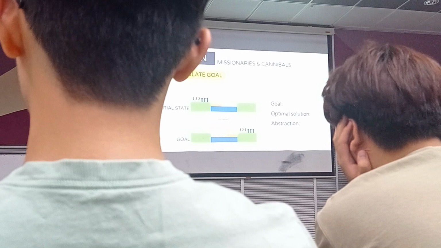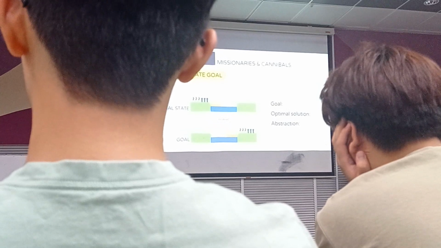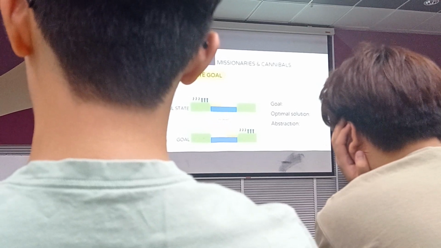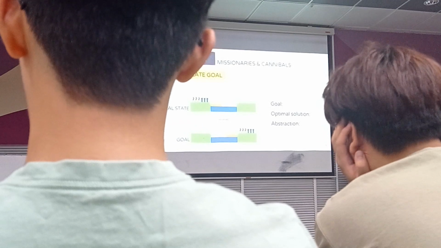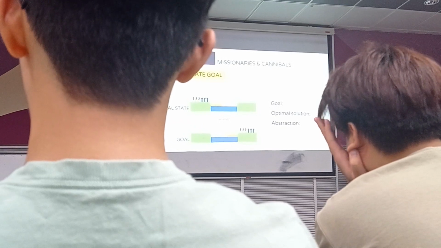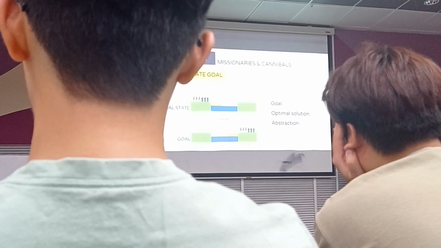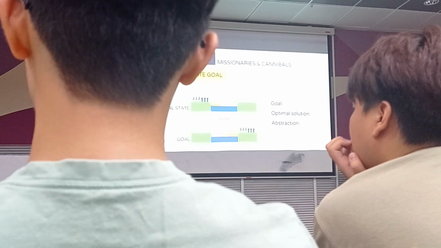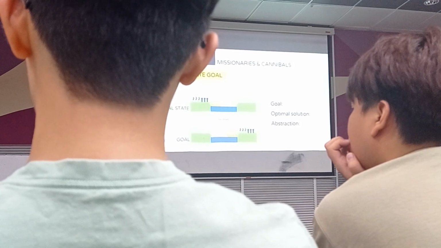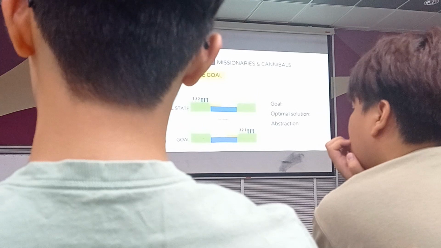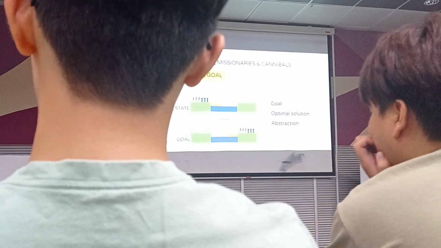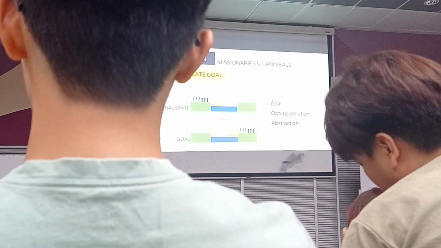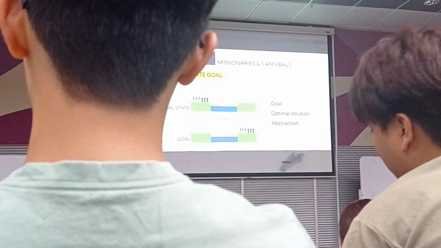Okay, very good. It becomes 3, 3, L, 0, 0. Yeah, good. Alright, so now what are the successor functions? Remember, it refers to the possible actions of the agent, right? So can you tell me what the possible actions are when the boat is at the left hand side?